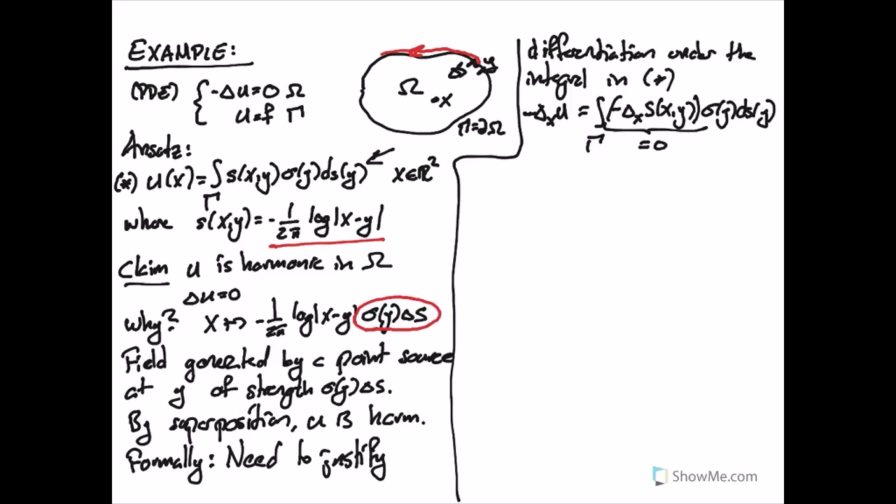Because if you look at the function s, then for a fixed y, if x is removed from y, then this is a harmonic function of x. Okay, so this you can certainly do because the kernel function is a C infinity function. So if sigma is just integrable along the boundary, then you can easily justify this differentiation under the integral sign.